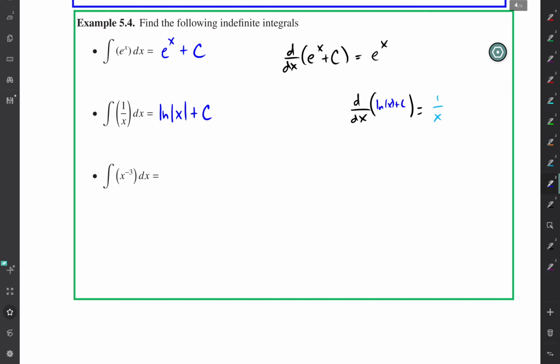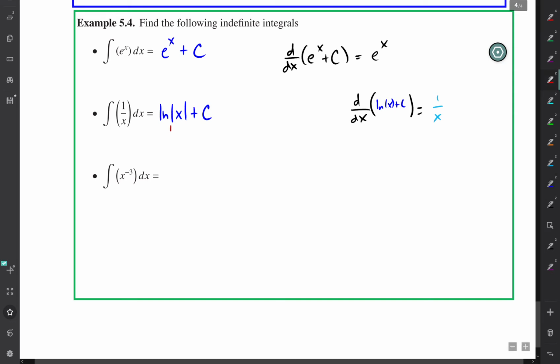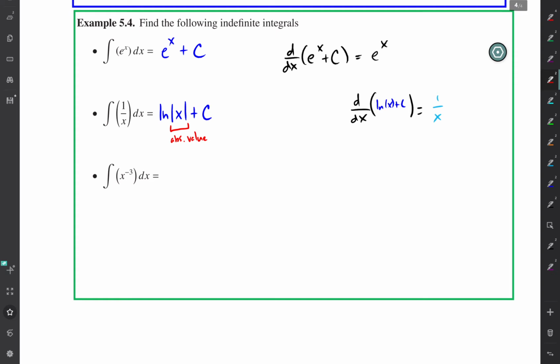And the last thing to say here is that notice that I've put this x in absolute value, and that's only because we haven't put any restrictions on what x could be, but we can only take the natural log of a positive number. So that's just saying, okay, if you have a negative number, take the positive, because you can't take the natural log of a negative number.